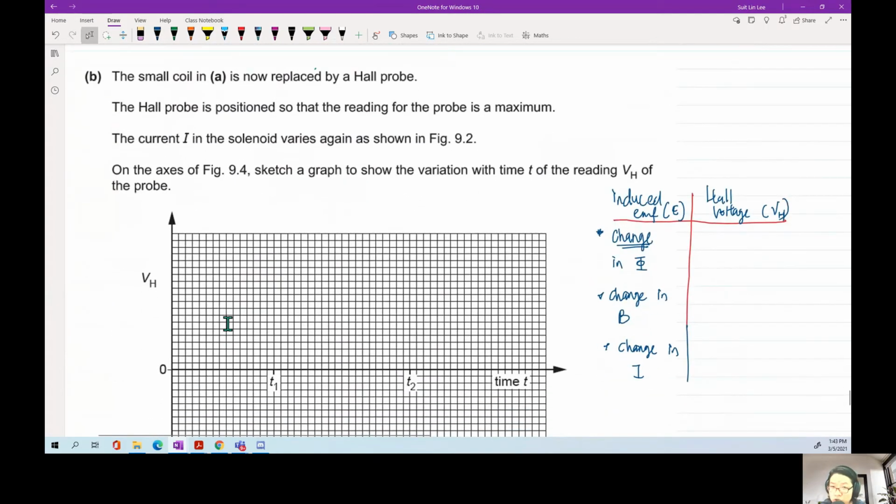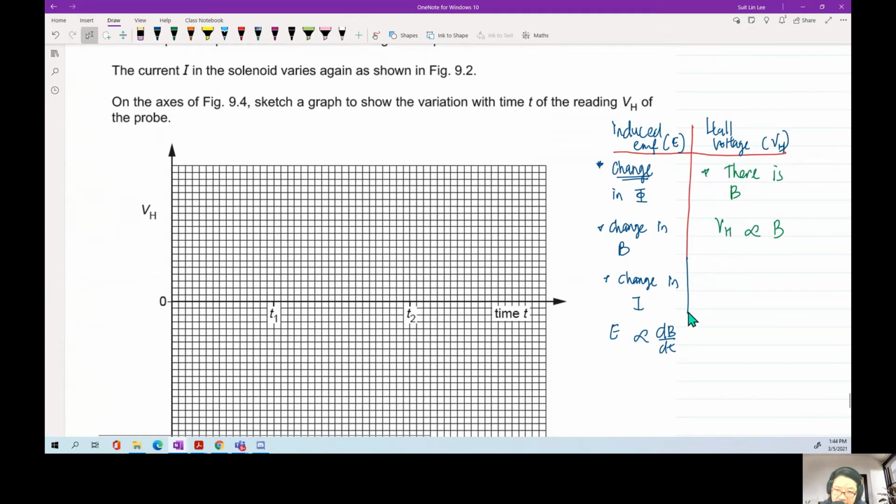But what about the Hall voltage? Hall voltage will exist as long as there is magnetic flux density. Don't care whether it changes or doesn't change. Got magnetic flux, got Hall voltage. No magnetic flux, no Hall voltage, because Hall voltage is proportional to B. Induced EMF is proportional to dB/dt, assuming all the other things are constant, like number of turns, area and theta. Whereas Hall voltage is proportional to B. Not the same thing.